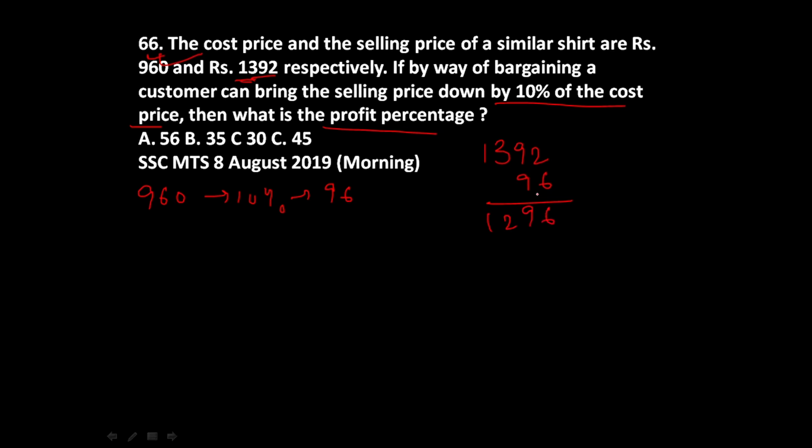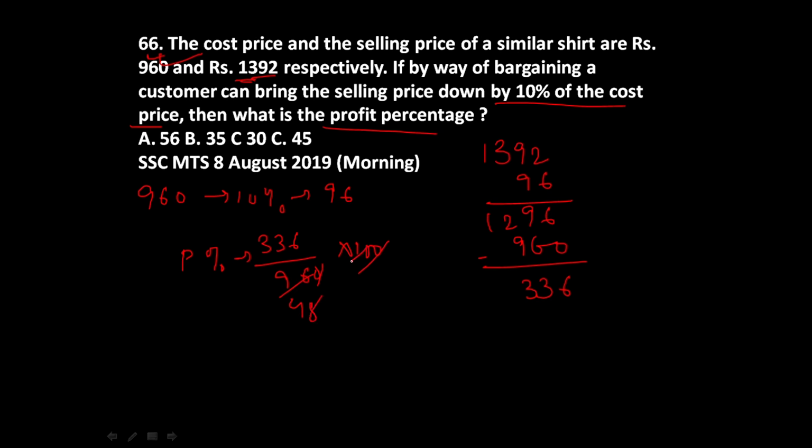Clear? So what's the profit now? 1296 minus 960. So 336. So what is the profit percentage now? 336 upon 960 into 100, right? It's 35% is the profit. What's the answer? Option B will be the correct answer. Fine. Understand? Moving to the next one.